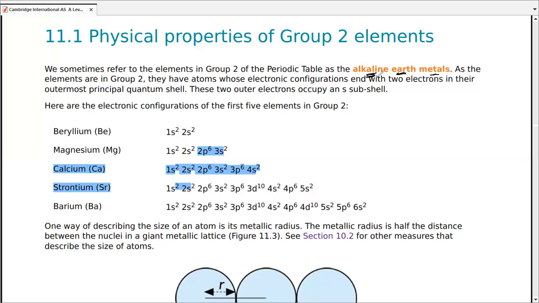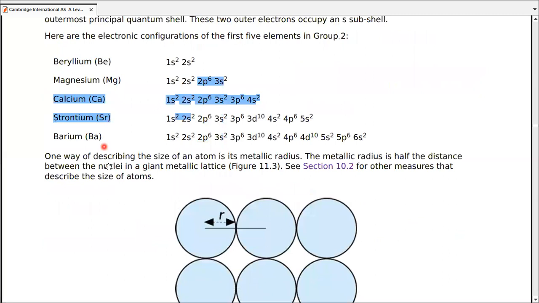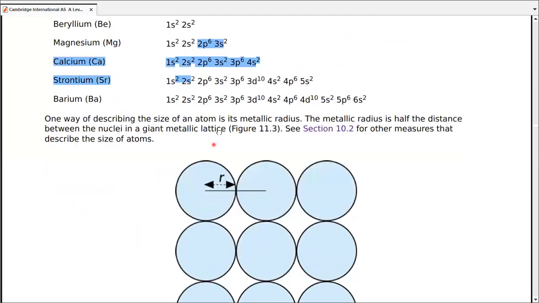substances. So group 2 elements have electronic configurations that end with two electrons in their outermost principal quantum shell. For example, this 2s2, you'll see the same thing at the ends of all of these. So the two electrons occupy an s subshell of whichever principal quantum shell they are a part of. Moving on, beryllium, magnesium, calcium, strontium, barium are the elements of group 2.